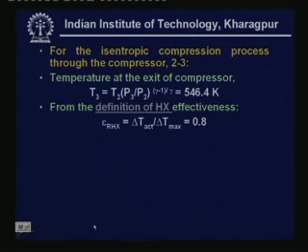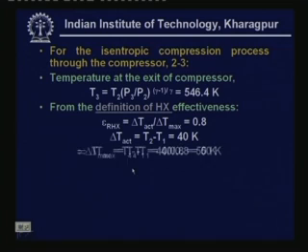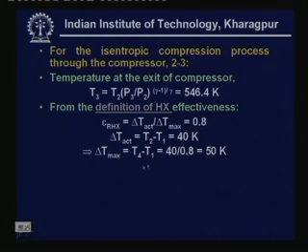So, from that expression, as I have already told you, effectiveness is delta T actual by delta T maximum, and that is given to be 0.8. Delta T actual is T2 minus T1, T2 is 283 Kelvin and T1 is 243 Kelvin. So, the delta T actual is 40 Kelvin. From this you can find out delta T max, which is equal to T4 minus T1, that is 40 by 0.8, that means 50 Kelvin. From this you can find out T4 because T1 is known to us. So, T4 is T1 plus 50, that is 293 Kelvin.